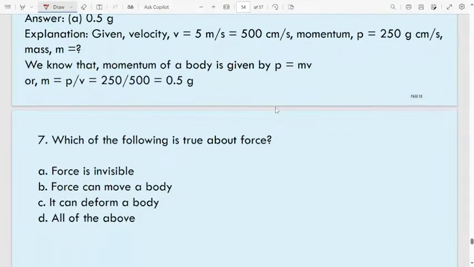Next question. Which of the following is true about force? Option A, force is invisible. Option B, force can move a body. Option C, can deform a body. Option D, all of the above.